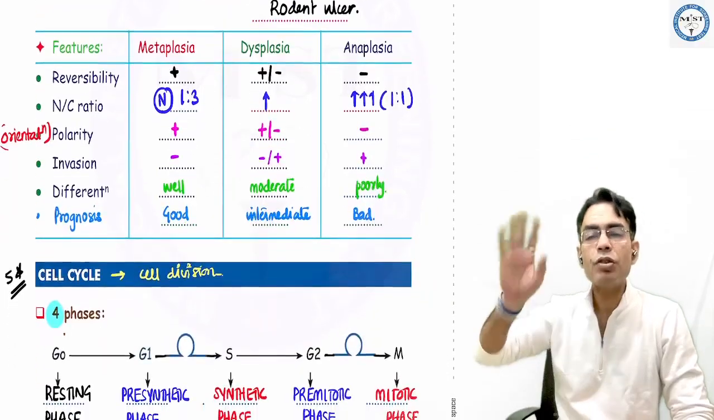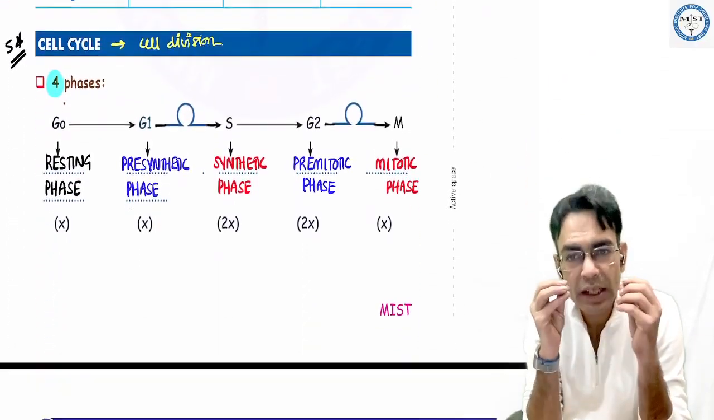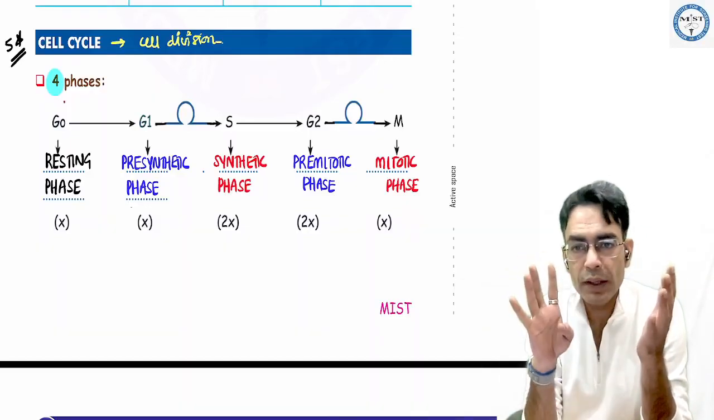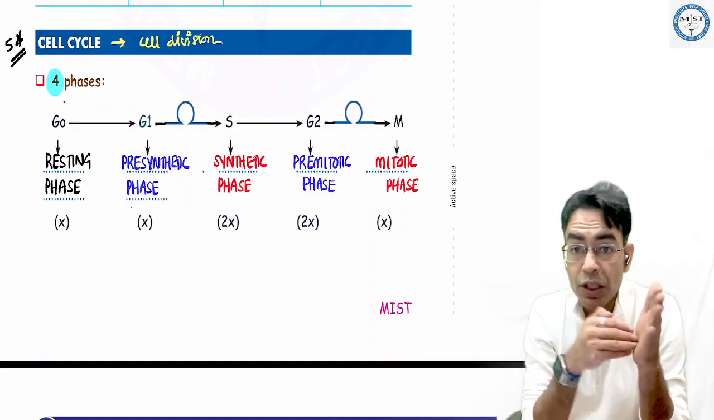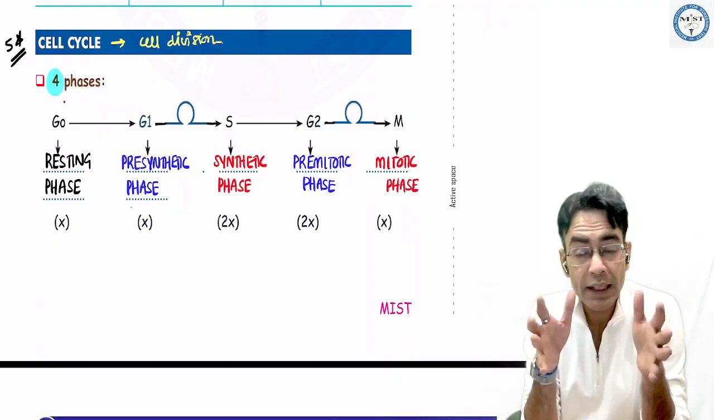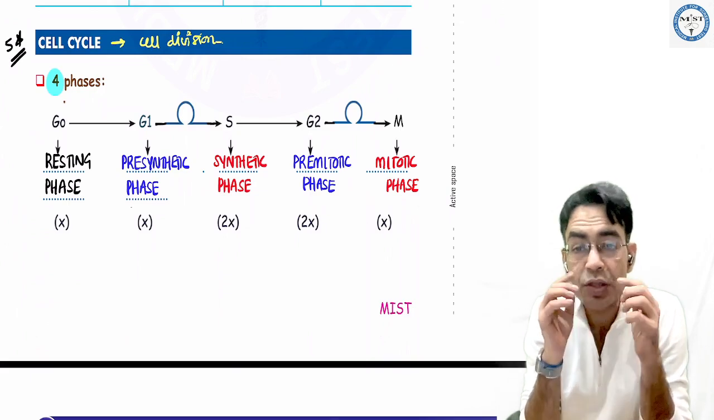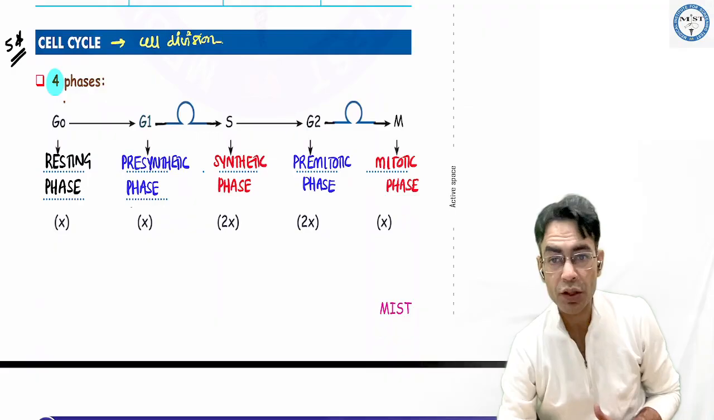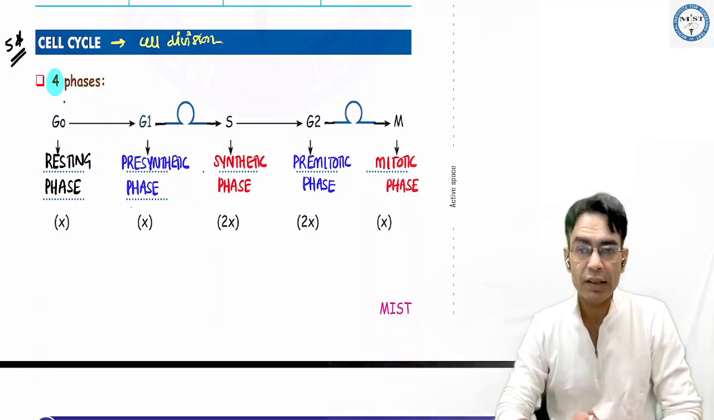Cell cycle, the most important topic of this chapter. For the last 4-5 times, every exam has a question in this. How many phases? 4 phases. We write the cell cycle as G0, G1, S, G2, M. G0 is the resting phase, the cell is not doing anything, and the purpose of the cell cycle is cell division. So we start counting the cell cycle phases from G1, when the cell is doing something for the purpose of division. That is why G1, S, G2, M are the 4 phases of the cell cycle.